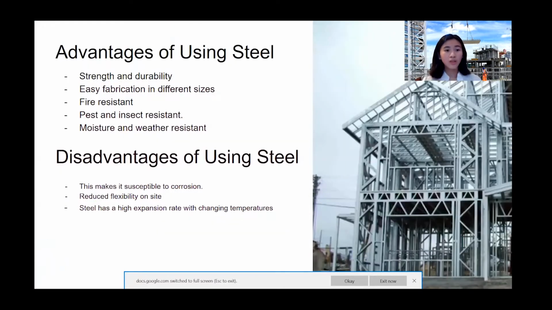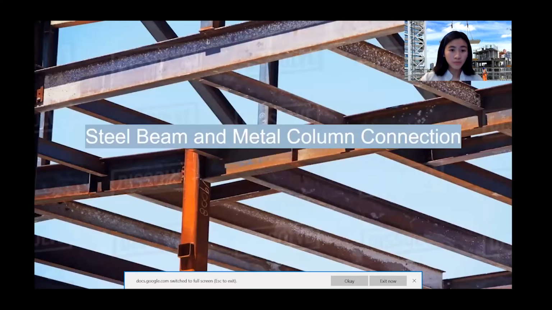Advantages of steel. First, its strength and durability. It's easy to fabricate and to produce. It's fire resistant, pest and insect resistant, and it is also moisture and weather resistant. The disadvantages of using steel: it is susceptible to corrosion. It reduces flexibility on site, and steel has a high expansion rate with changing temperatures.